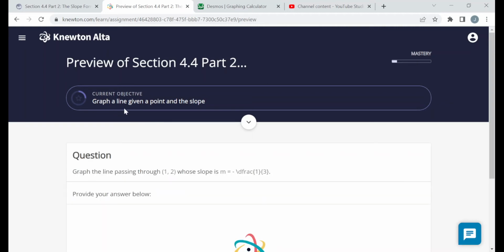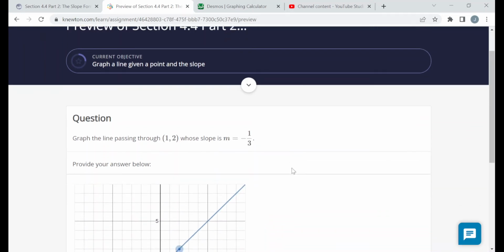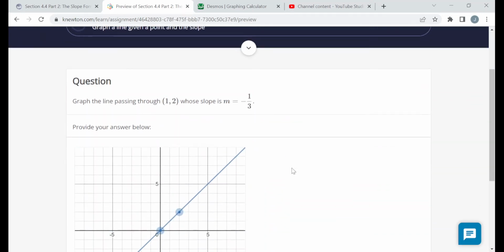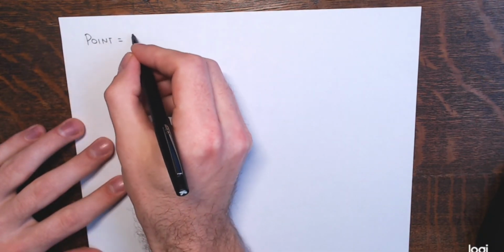So this is the same objective, graph a line given a point and the slope. Once again I'll write this one out, and then after this I'll probably stop drawing them. So we know that the point 1, 2 is on the line. The line passes through the point 1, 2 and has a slope of negative 1/3. So a point on the line is the point 1, 2. So I'll plot that.